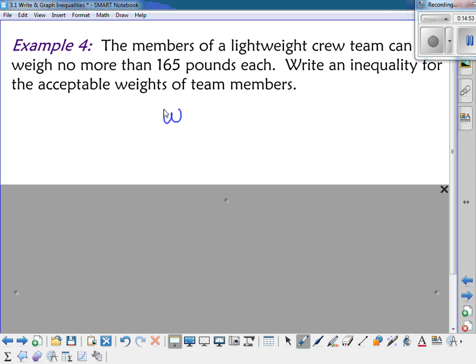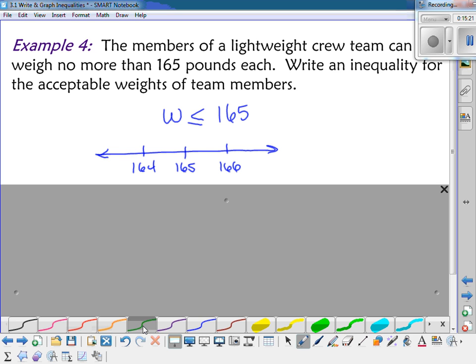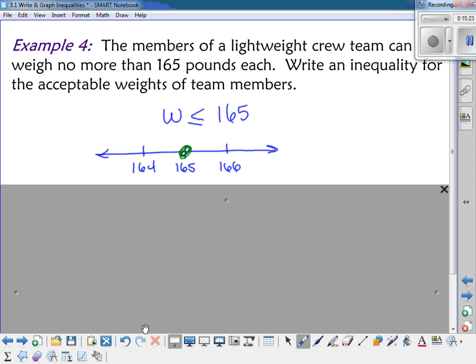165. So is it okay if they weigh less than 165? Yes, it is. Could they weigh exactly 165? Yes, they can. And so W would be less than or equal to 165. So when I graph that then, I'm going to use a closed circle on 165, and my arrow will be going to the left.